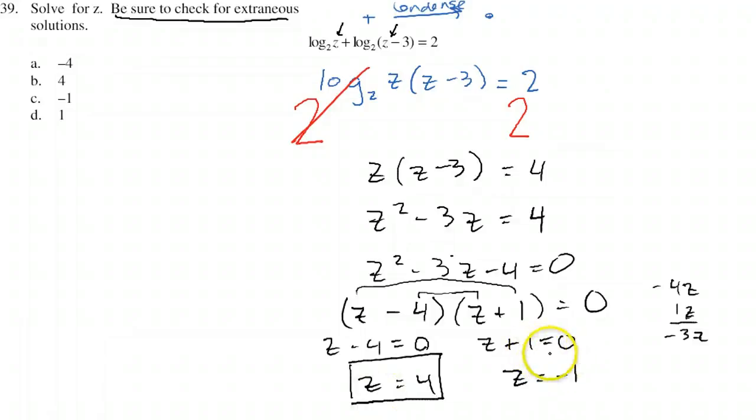However, when I try z equals negative 1, I can see right away that when I plug it into here, I have to take a log of negative 1. And since we can't take the log of a negative, we just cancel that one out. That one's not a solution, it's an extraneous one. So our only solution is z equals 4, which is B.